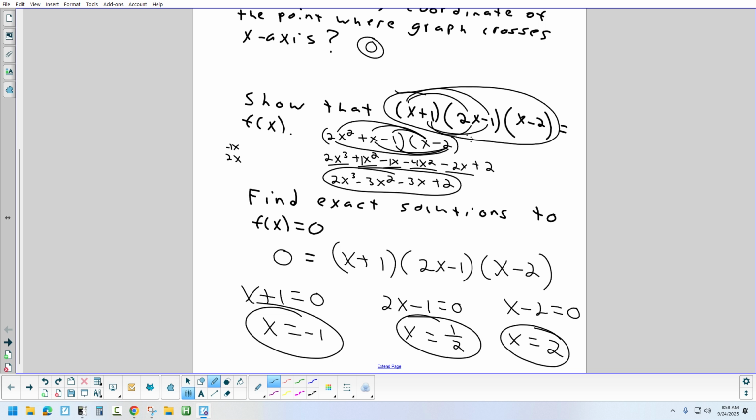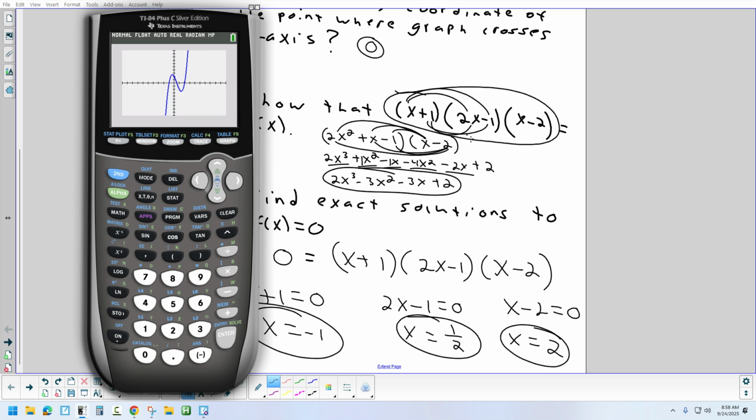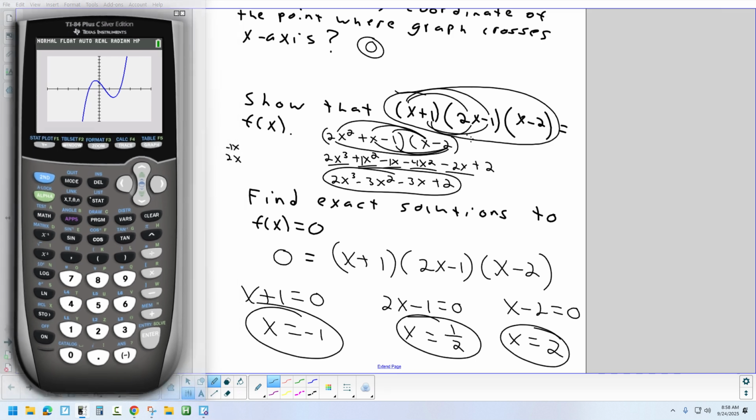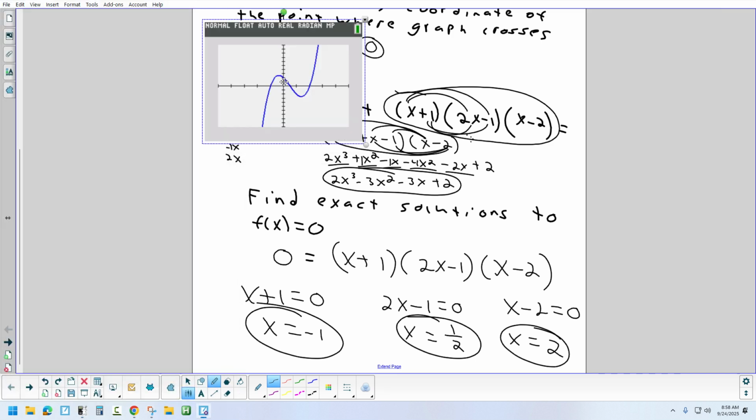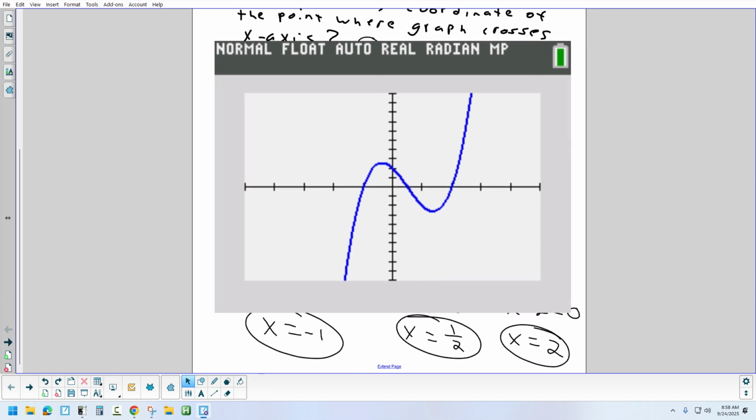Let's take a look at the graph again. Let me zoom in a little bit, and let's see if those numbers look right. Let's set our x min at -5 and x max at +5. And where does it look like that graph crosses the x-axis? -1, half, and 2. Yeah, crosses exactly at those numbers. -1, there's that one. 1/2, there's that one. And 2, there's that.